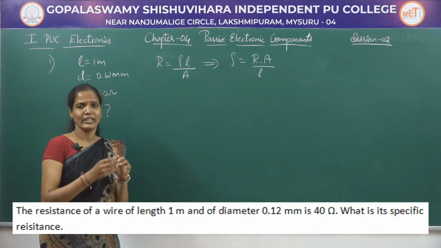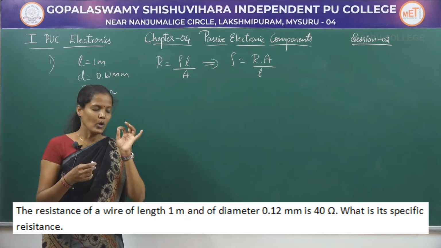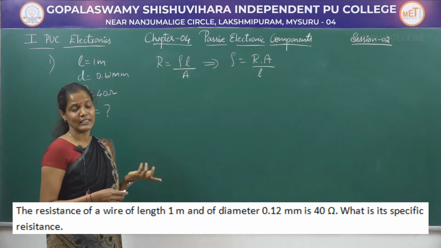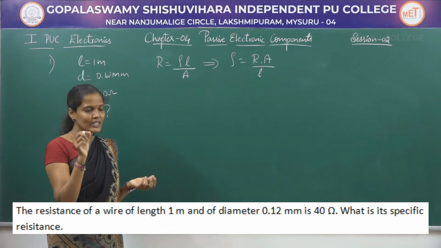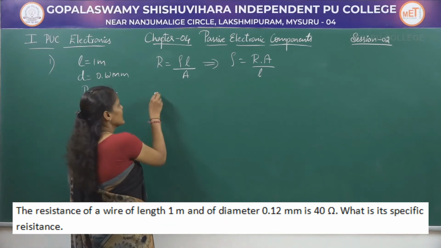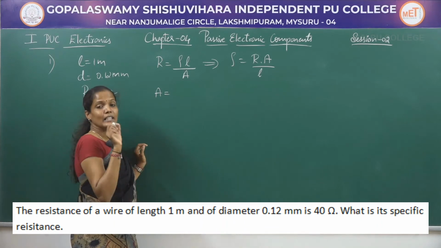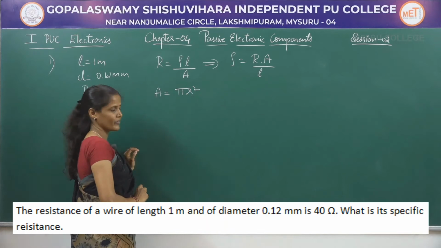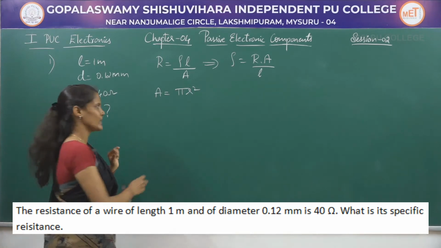We know that whatever the conductor we are taking, it is circular in shape. So, in order to find out the area, I can use the diameter of the conductor, which is nothing but the diameter of a circle. In order to find the area, we are going to use the expression of the area of a circle, which is pi r square, where r is the radius, which is equal to half of the diameter.